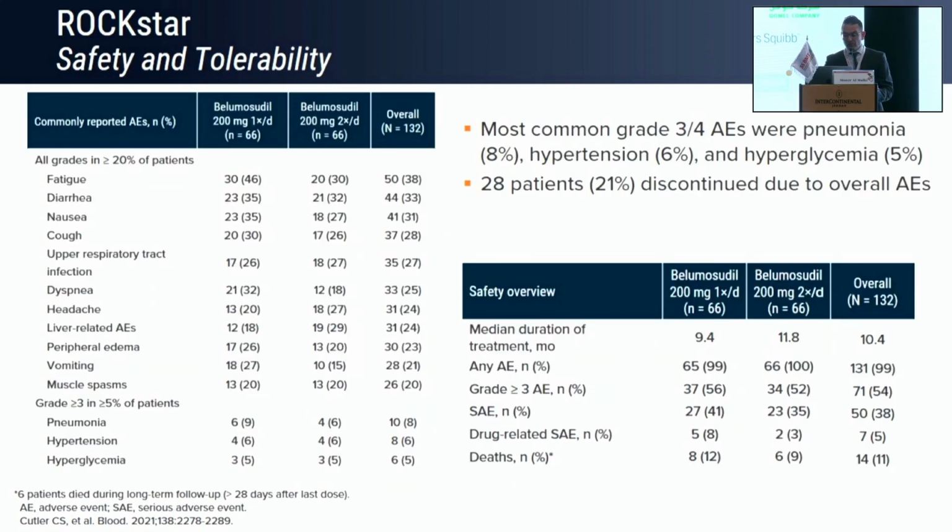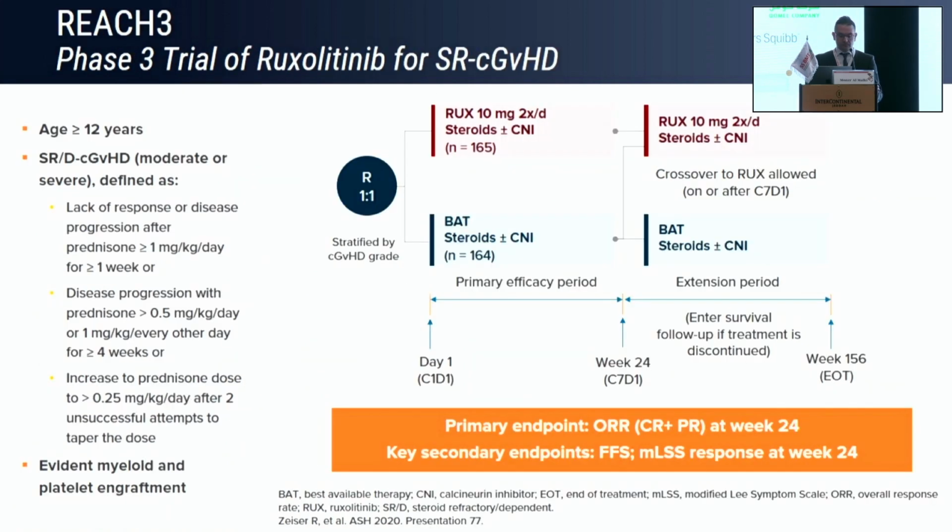AEs on this drug were mostly low-grade: fatigue, GI, LFT abnormalities, muscle spasms, but grade 3 and 4 events were rare, in the range of 5 to 10%, mostly pneumonia, hypertension, and hyperglycemia. Very important, I've seen patients with DKA, diabetic ketoacidosis, because of the drug. So that's one of the things that I've seen. AEs were similar with both doses also, so an increase in dose did not increase the side effects of the treatment.